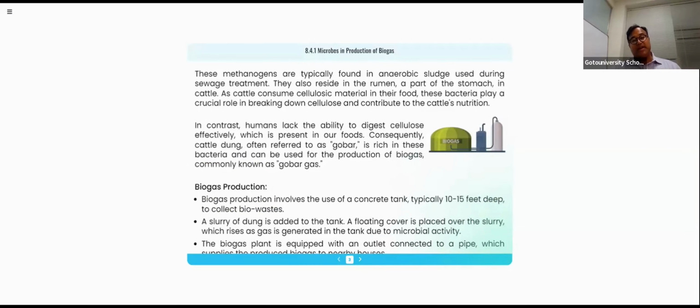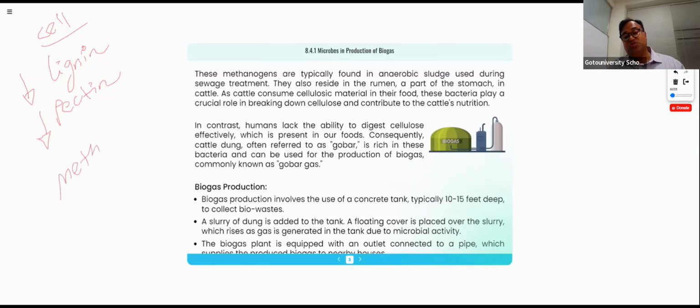The plant debris should have a less amount of lignin and pectin. You know very well, plant cells having a less amount of lignin and a less amount of pectin are widely used for the production of methane gas. Why? Because the methanogen is a bacteria which grows very well if the plant debris has less lignin and pectin. That is a message we need to understand.